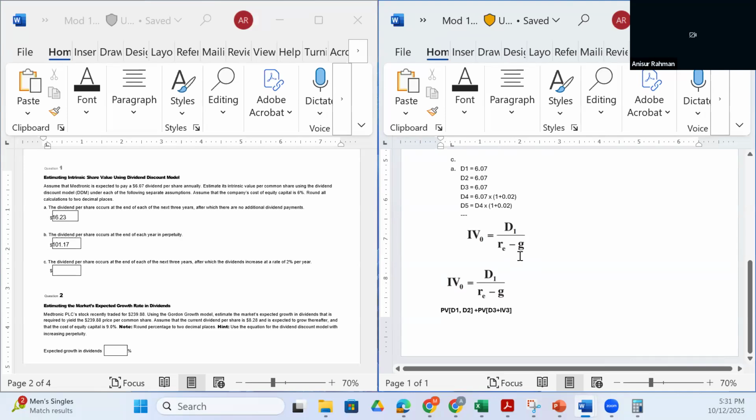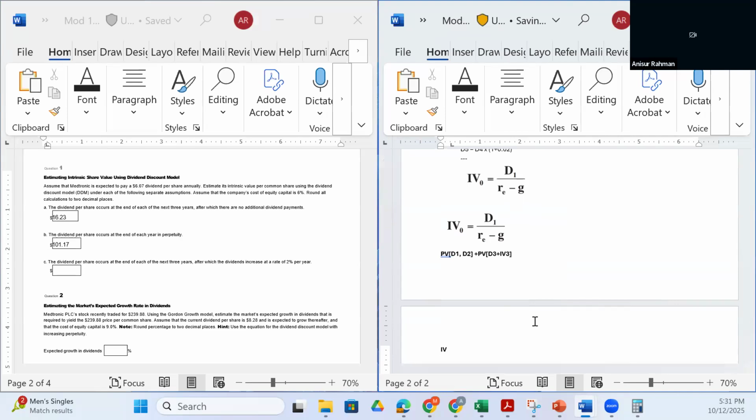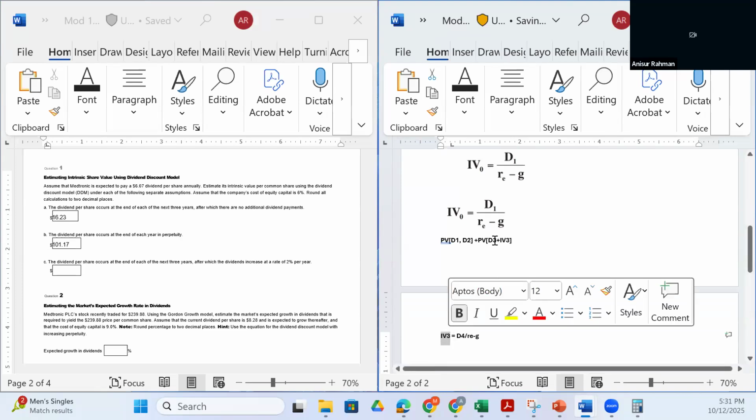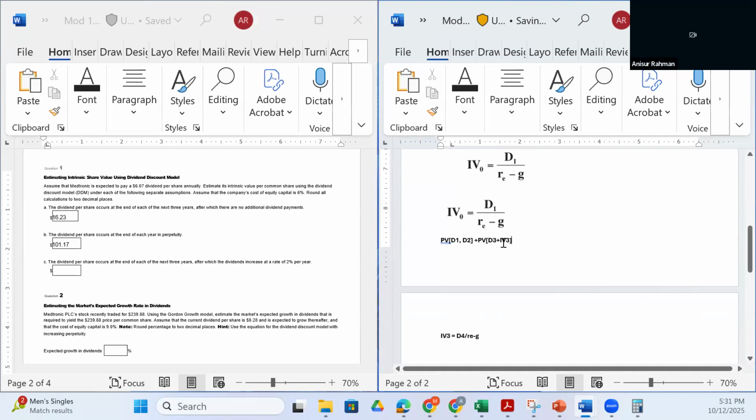So we will use dividend 4. Our formula: the intrinsic value at the end of year 3 will be our dividend at the end of year 4 divided by RE minus G. That is because this value is estimated at the end of year 3, and we also have dividend 3. So we have to add them together and then calculate the present value.